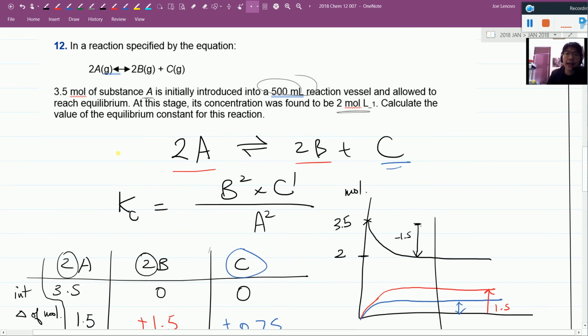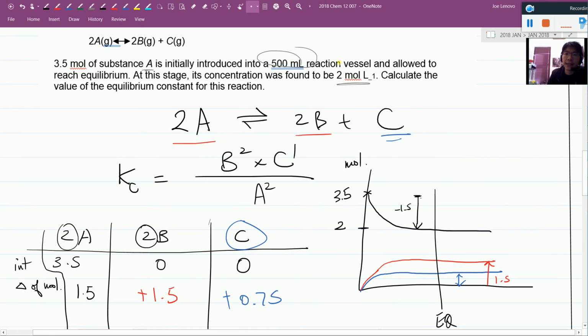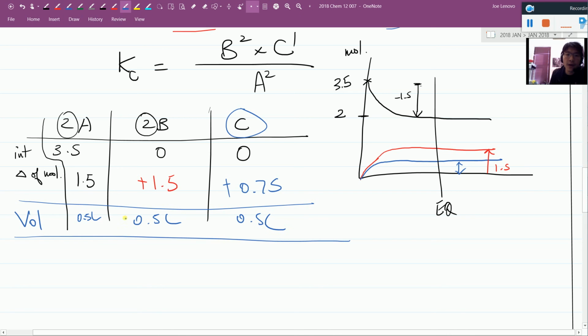Then, as the equilibrium constant is calculated by the concentrations, we need to find out the concentration of each. Concentration is controlled by the volume, and we need to pay attention to the volume in there, which is 500 ml, 0.5 liter, 0.5 liter, 0.5 liter. Before we find the equilibrium constant, we have to change all of them into concentrations.